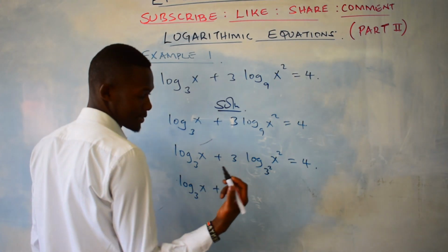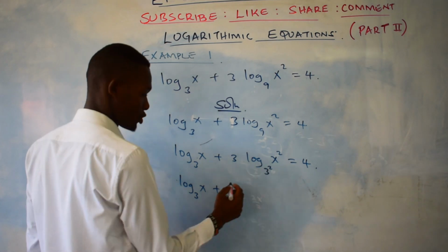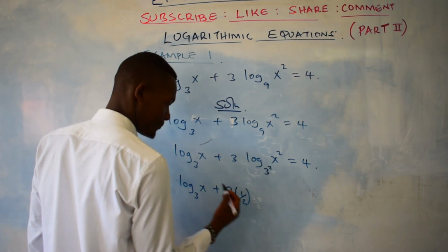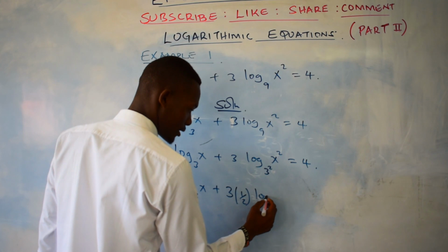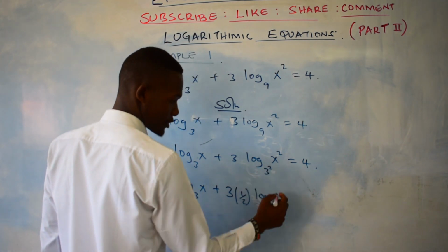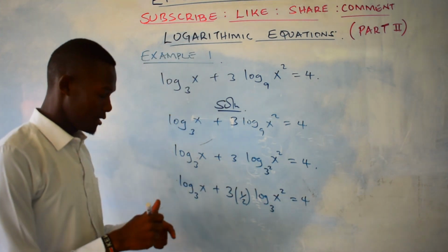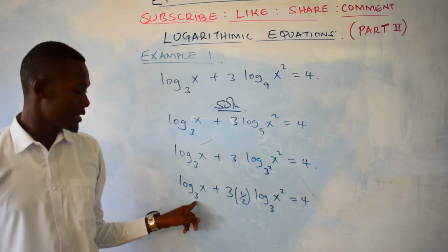So we can say reciprocal also. So it is 3, then this one is 2. So you write it as 1 over 2, then the log of 3. So you remain with the log of 3 because you remove the 2, then x squared equals 4. Now you can see we have already changed everything to the base of 3.